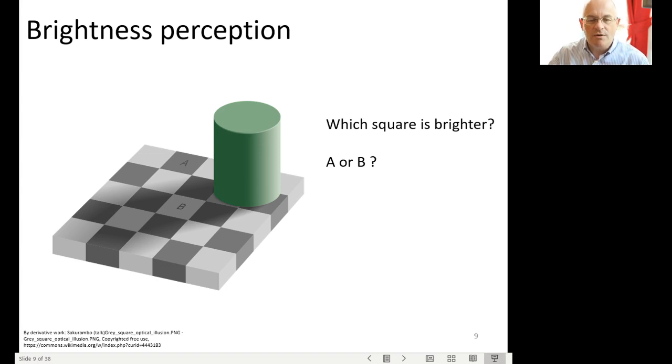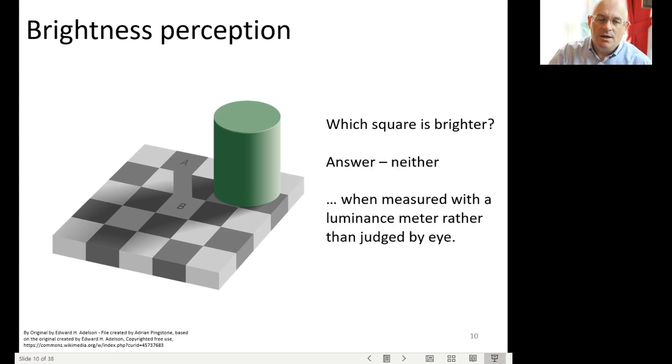It's the relative environment around them which gives you a perception of difference between brightness on square A and square B. If we join them together, it helps you see that, because the whole area now has the same brightness. And if you measure this with a luminance meter rather than judge it by eye, you can tell that it's exactly the same value of grayscale on the screen.